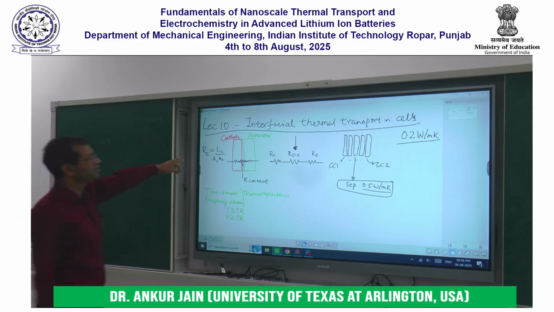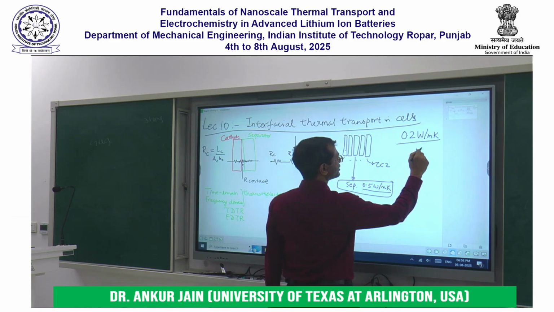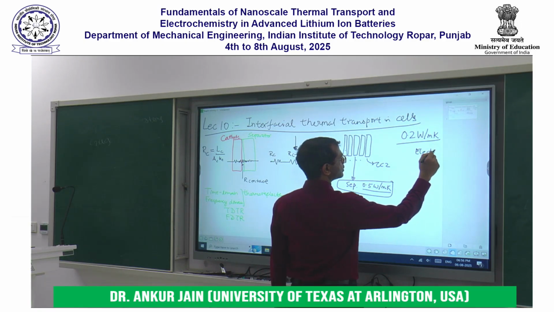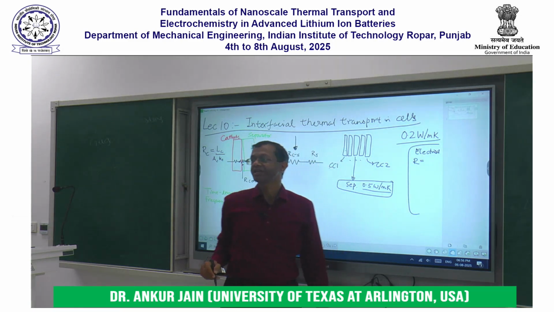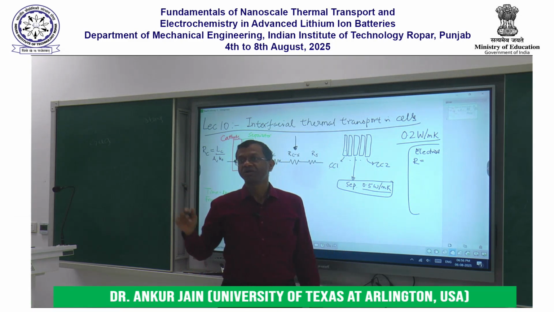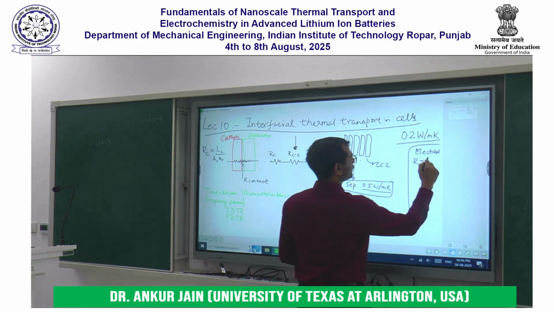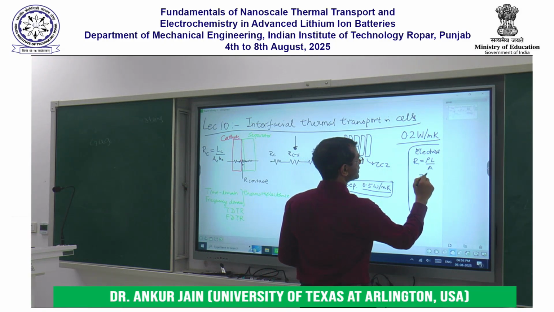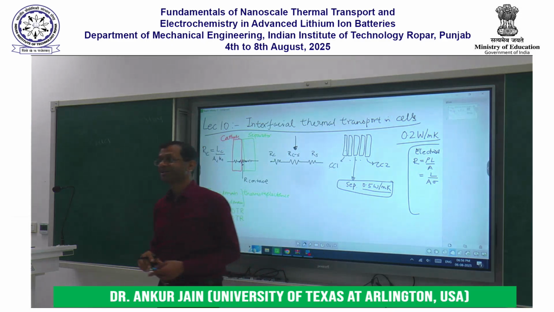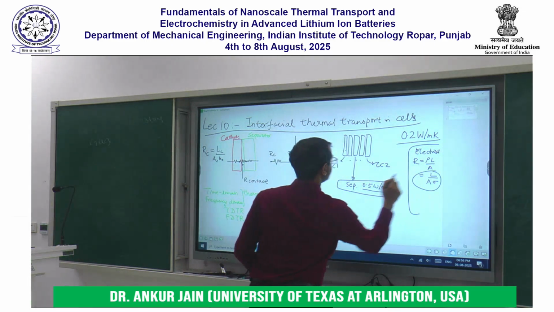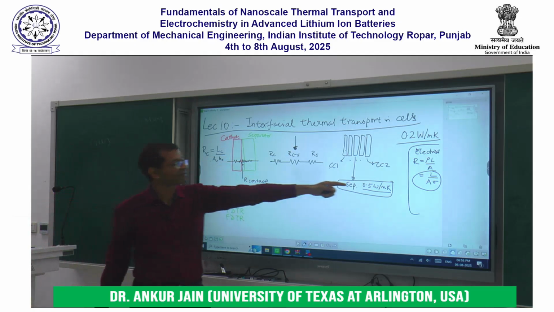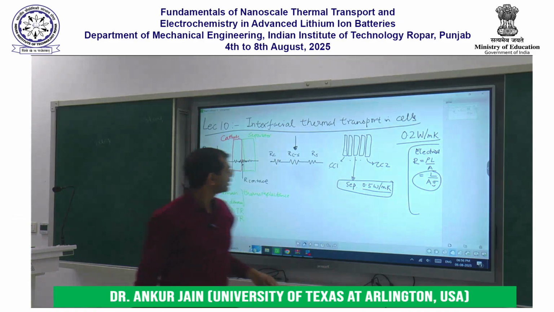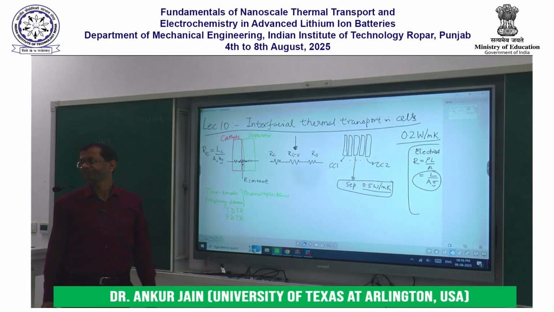This expression, by the way, is very similar to the electrical one. In the electrical world, what is the resistance given by in terms of resistivity? Rho L over A, right? Yes, rho L over A, which can also be written as L over A sigma. Rho is the resistivity, sigma is the conductivity. Folks, this expression and this expression are exactly the same. In the electrical world, we have electrical conductivity. In the thermal world, we have thermal conductivity.